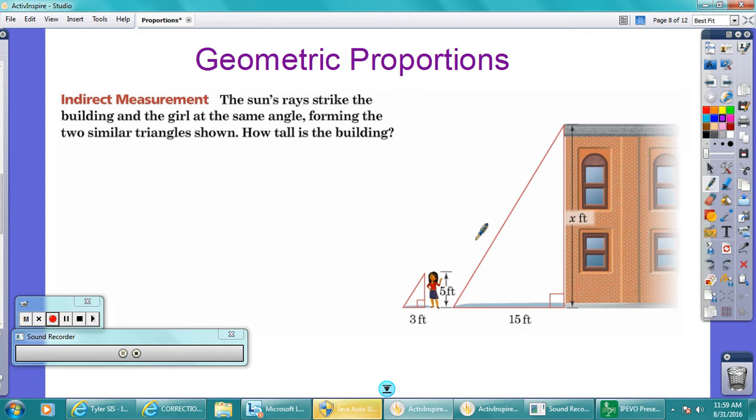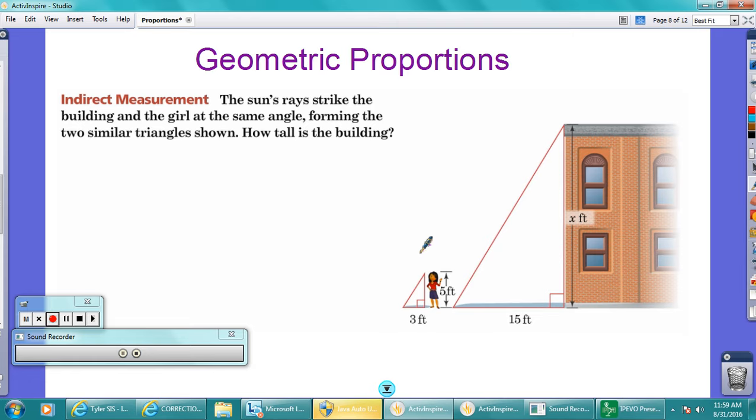All right, so now let's talk about geometric proportions. Okay, so now we have a building here that's x feet tall, and then we have a young lady here that's 5 feet tall. Well, in order to solve geometric proportions, the first thing you need to know is that they're similar. So it tells us here that you have 2 similar triangles. Okay, this makes one triangle, and this makes the other.